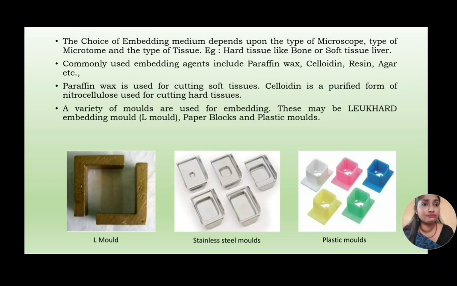And we use a variety of molds. The common ones are the L mold or Leuckhart mold, paper blocks, and plastic molds. Here in the image you can see the L mold, basically L-shaped pieces, so when they come together it forms a mold. This is the Leuckhart mold, and you can see some stainless steel molds and plastic molds. These stainless steel molds are mostly used to process smaller tissue, and plastic molds are very convenient to use and they are cost effective as well.